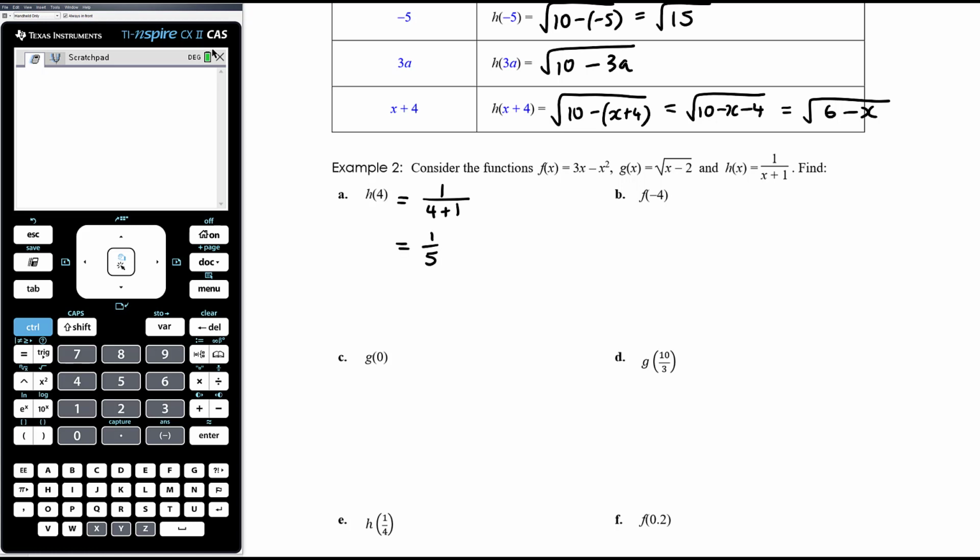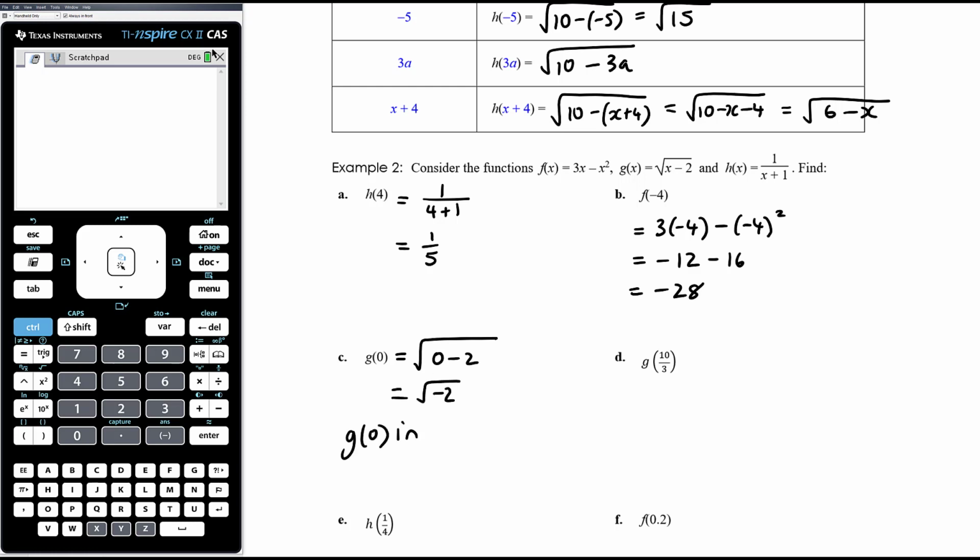F of negative 4 means replacing the input, replacing x in f with negative 4. So that is 3 times negative 4 minus negative 4 squared, not negative 4 squared, just 3 times negative 4. So that's negative 12 minus 16, which is negative 28. G of 0 means make the input in g of x 0. So replace the x's with zeros. Square root of 0 minus 2, square root of negative 2. G of 0 is undefined. Can't take the square root of negative 2.